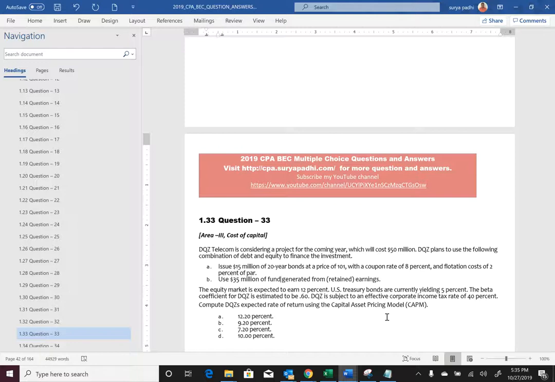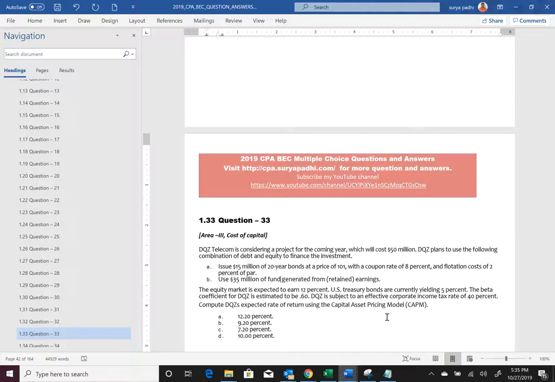Question number 33, area 3, cost of capital. DQZ Telecom is considering a project for coming years which will cost 50 million. DQZ plans to use a combination of debt and equity to finance the investment. Option A: issue 15 million of 20-year bonds at a price of 101 with a coupon rate of 8% and a floatation cost of 2% of the par.